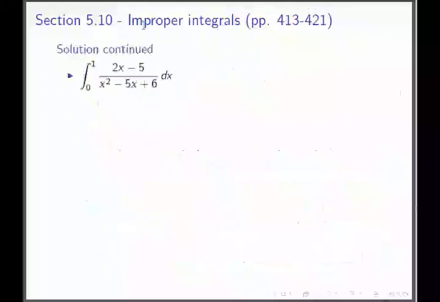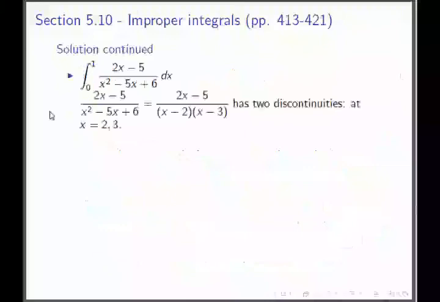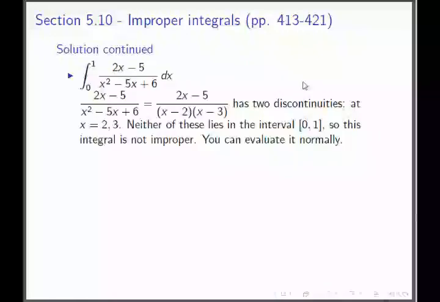Okay, let's check if this one is improper. We're integrating over 0 to 1, so there aren't any infinite limits of integration, so it's not an improper integral of type 1, though it might still be improper of type 2. So let's find where this function is discontinuous. I find that it's continuous on its domain, and its domain excludes the numbers 2 and 3. Okay, but both of the numbers 2 and 3 lie outside of the interval from 0 to 1, and therefore this is not an improper integral. You can evaluate this one normally without any trouble.